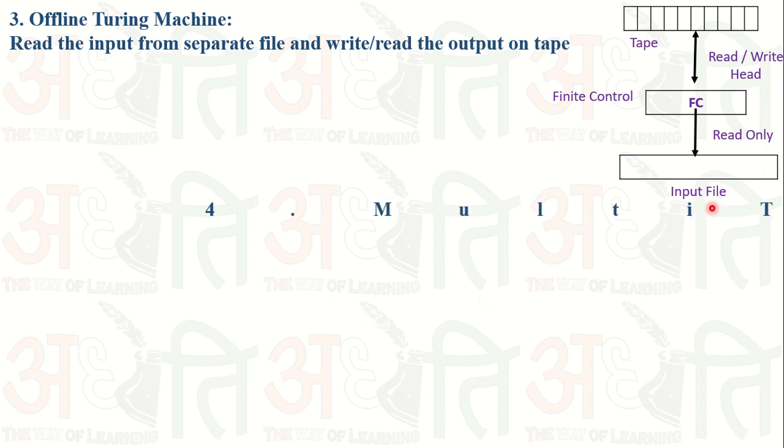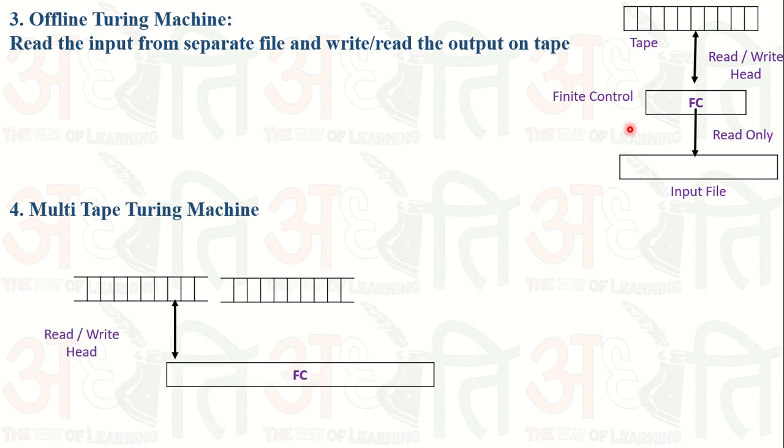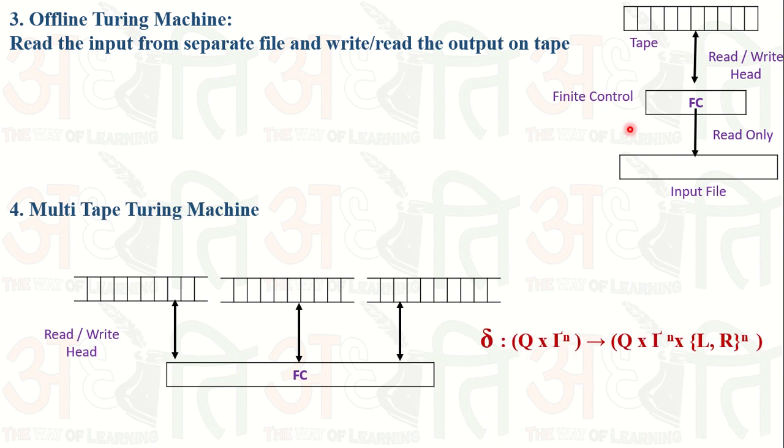Similarly, we can say multi-tape Turing machine. In the previous examples, we had only one tape and a finite control with only one read-write head, which moves left and right and reads the data. But we can have multiple tapes and multiple heads to read them. So there are multiple tapes: tape 1, tape 2, tape 3, and so on, up to tape n, and there is a finite control which reads tape 1, tape 2, tape 3.